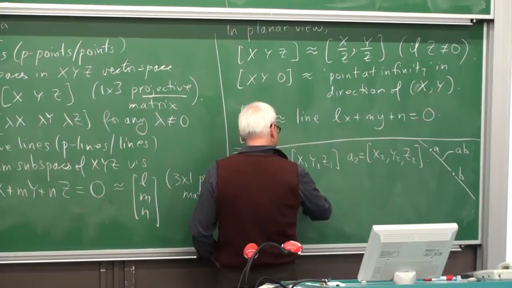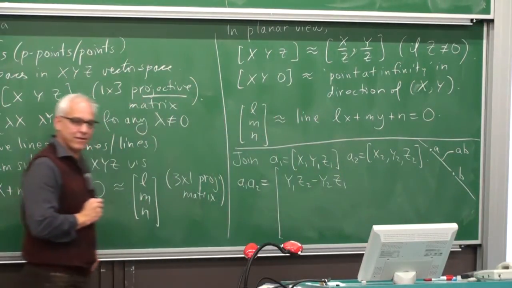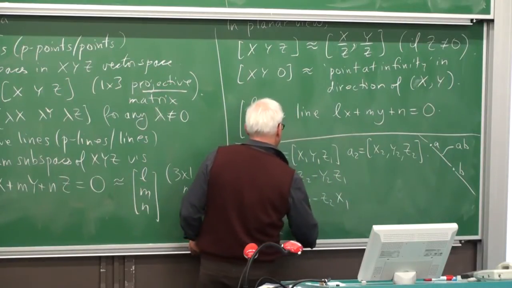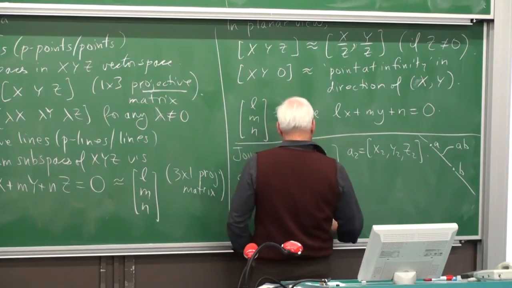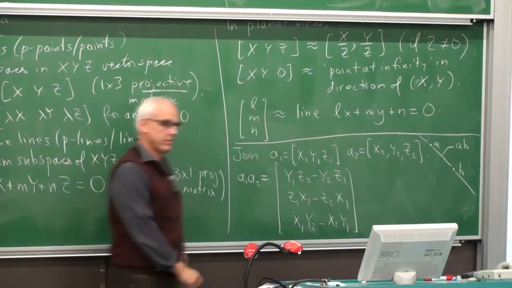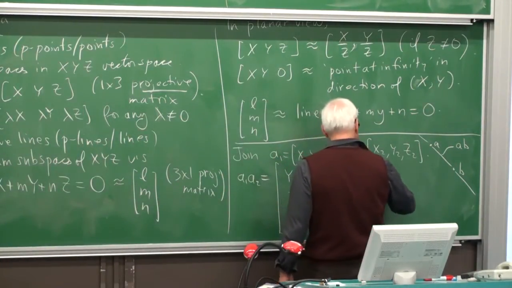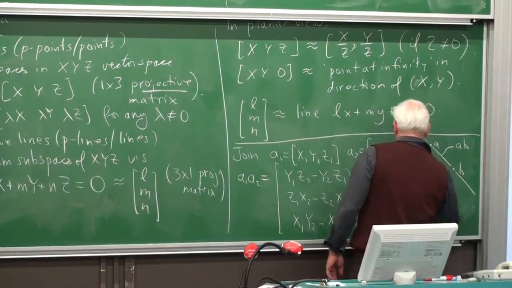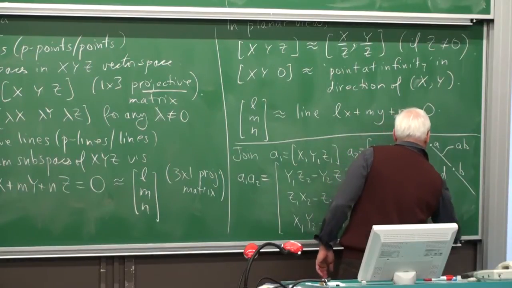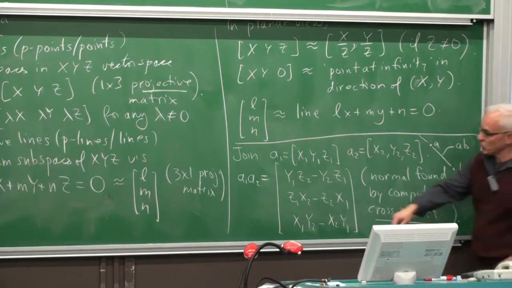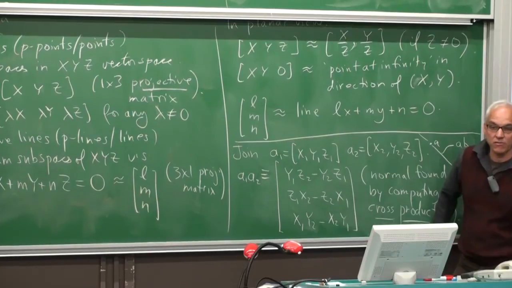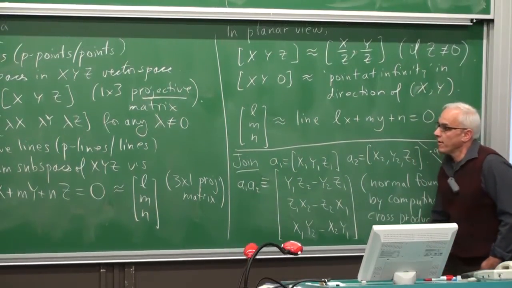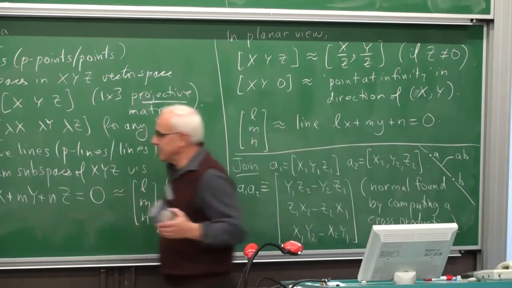So imagine the determinant of this with one row and this in the other row. And then we do something like y1 z2 minus y2 z1 for the first entry. And then we sort of rotate cyclically. z1 x2 minus z2 x1. And then x1 y2 minus x2 y1. That's really a cross product to give the normal. So the normal is found by computing a cross product. So that's the definition, we could say. It's the definition of the join of 2 projective points. And it's a line. Okay, we need now a corresponding definition of the meet of 2 lines, which is the other basic operation in projective geometry.